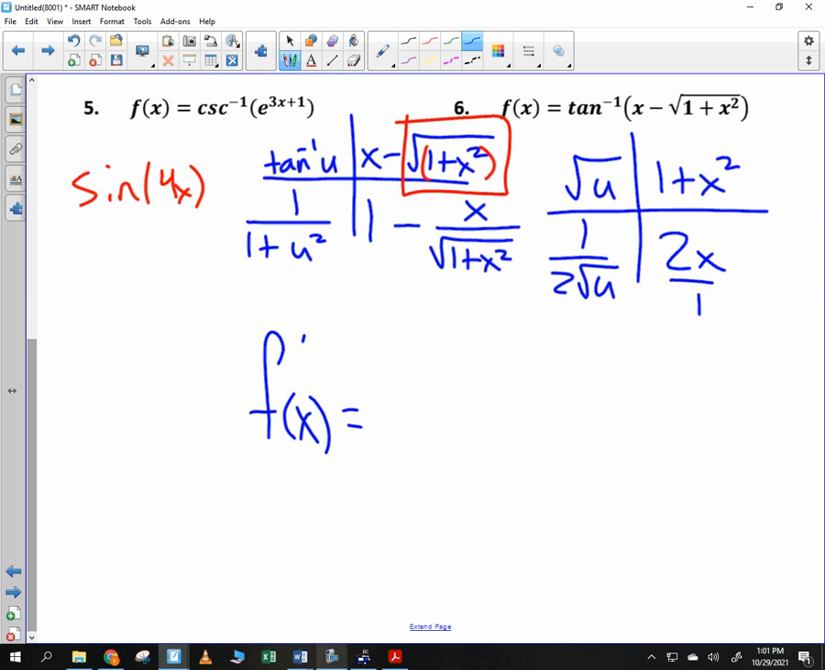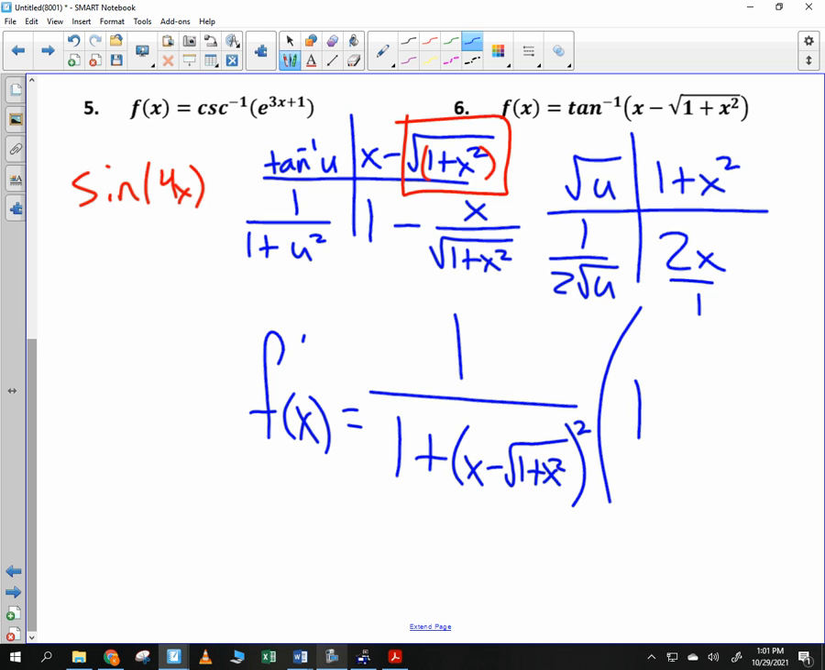Just write it out. 1 over 1 plus this thing squared, right? X minus root of 1 plus x squared, quantity squared. I plugged that thing in for you. Now I got to times that, right? Times 1 minus x over the root of 1 plus x squared. That's it.